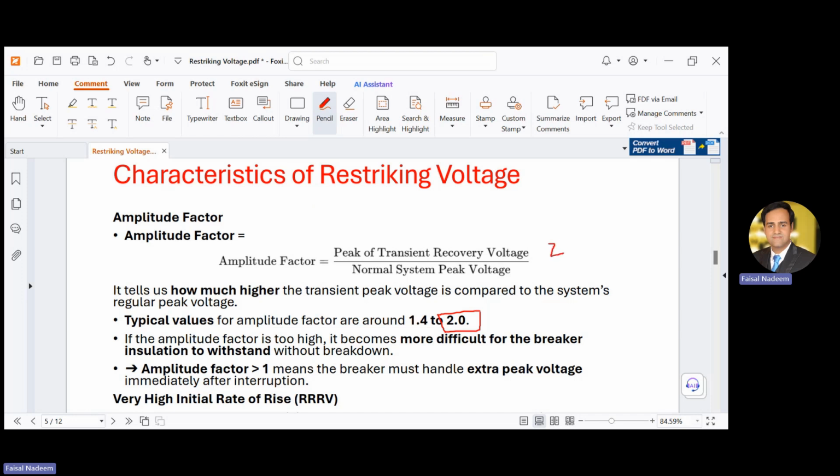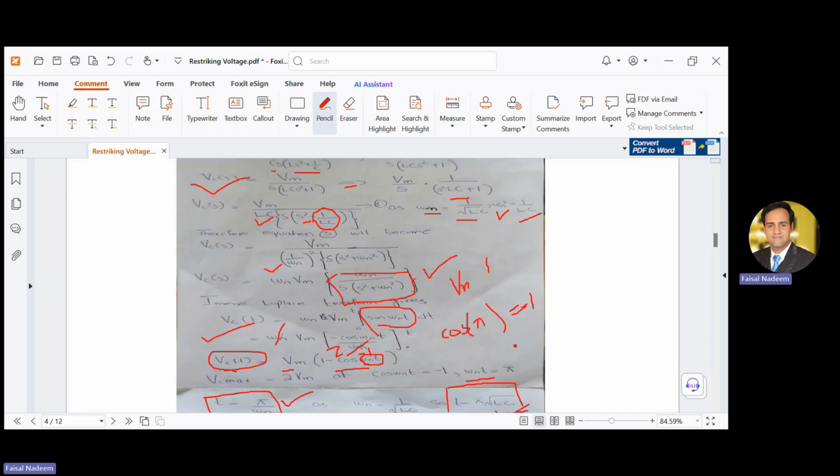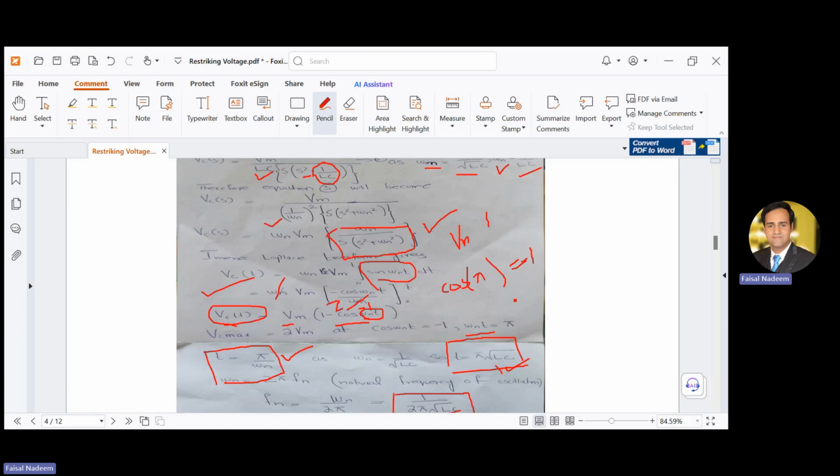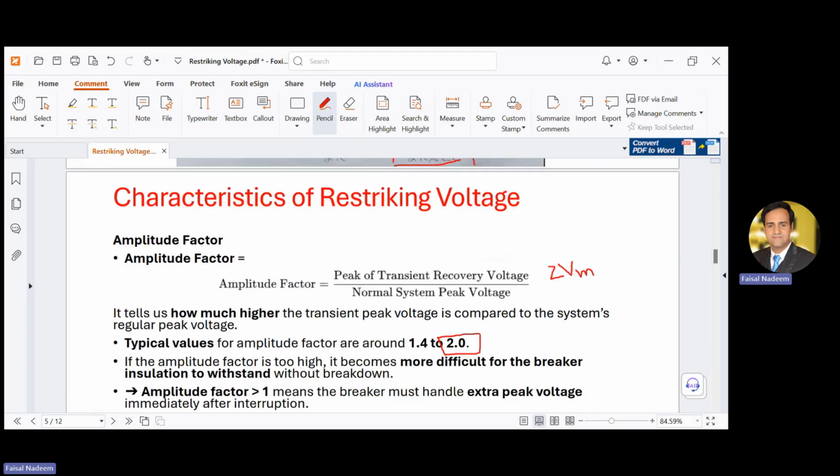as we discussed in our derivation, that the maximum restriking voltage occurs when omega nt is equal to pi, or cos omega nt is equal to -1, and at that time V max is equal to 2 Vm. So the maximum value could be 2.